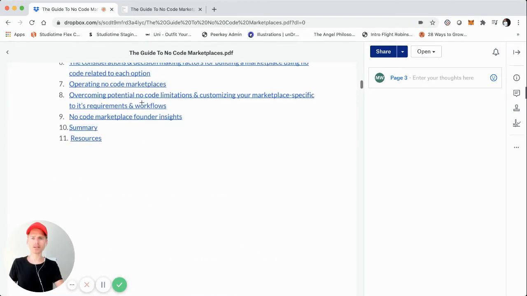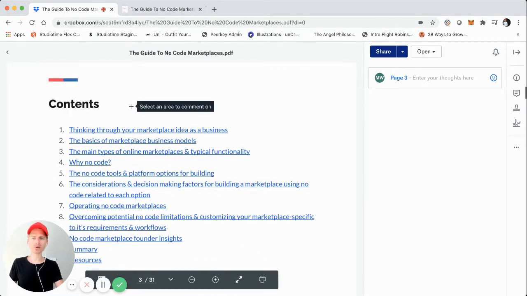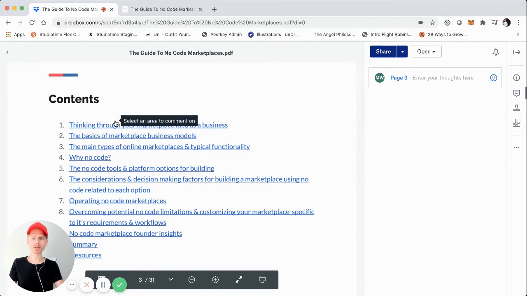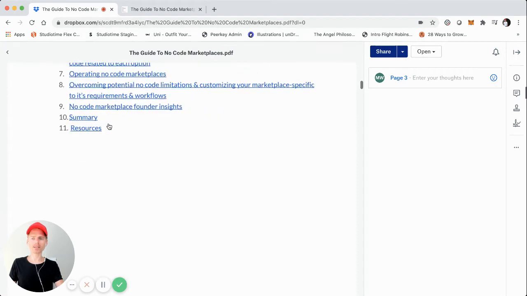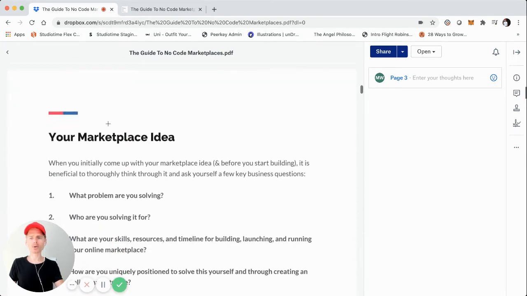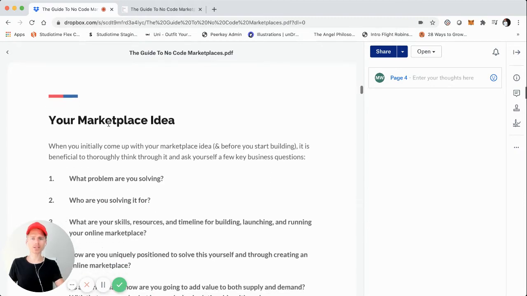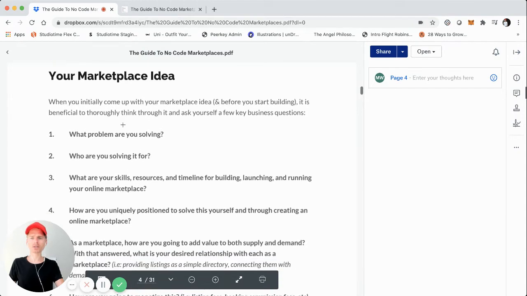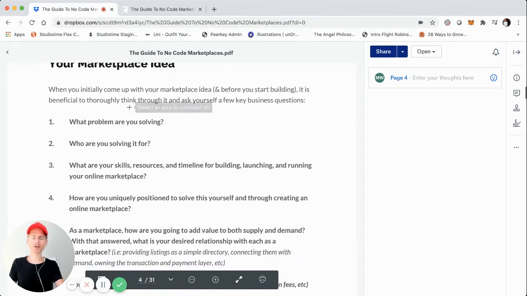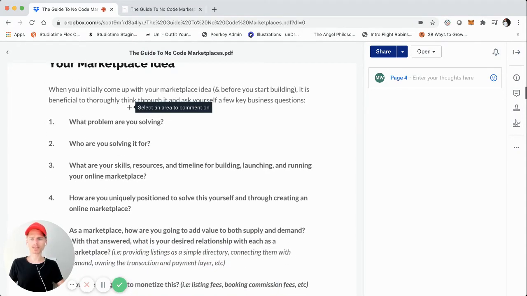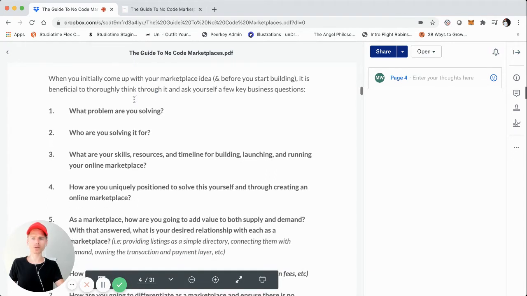As you can see right here, this first part that I'm going to walk you through is basically steps 1 through 3 of the guide to no-code marketplaces. Before you even get started with actually building your marketplace, it definitely makes sense to think about your marketplace as a business, because once again, marketplaces are businesses. So definitely ask yourself some of these key questions. The first is, what problem are you solving? What problem exists that you're solving with your marketplace?